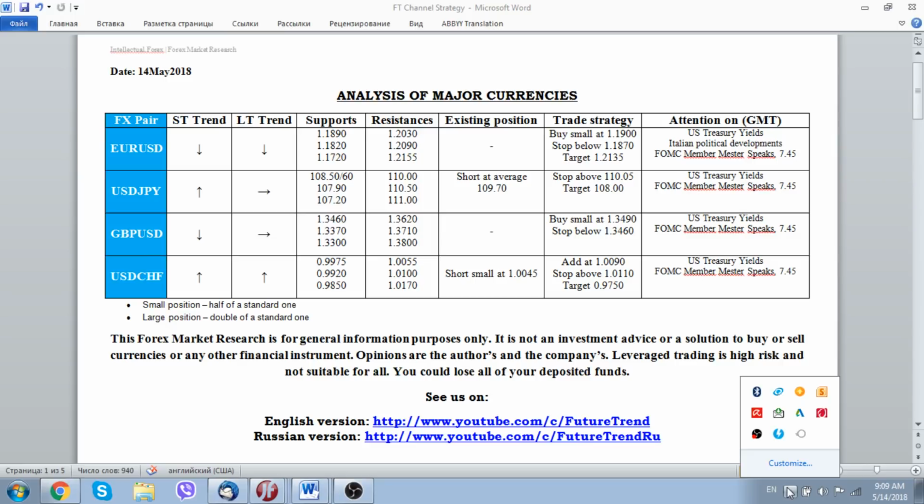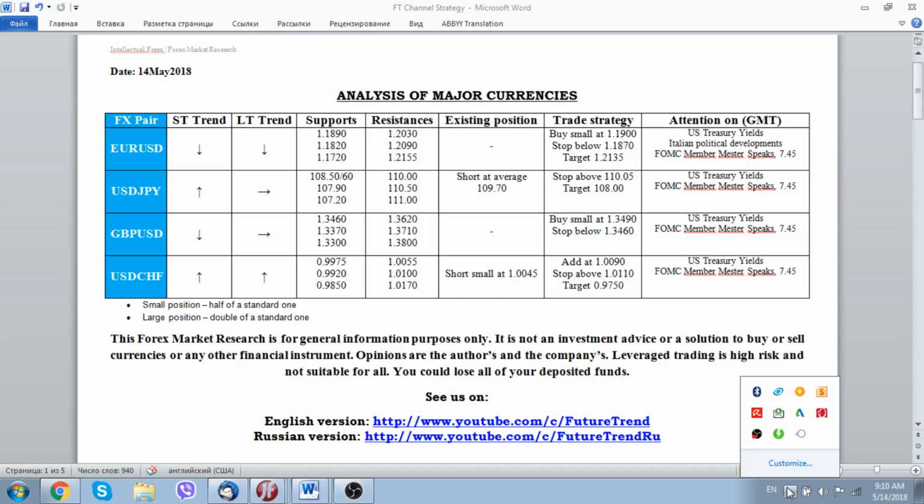We are starting our analysis of major currencies. First of all, we'd like to mention the fact that today is a really very empty day, empty of economic releases, data releases or speeches of some of the central bankers. We unfortunately don't have such events today. Of course, over the course of the week, the economic calendar will be much fuller.